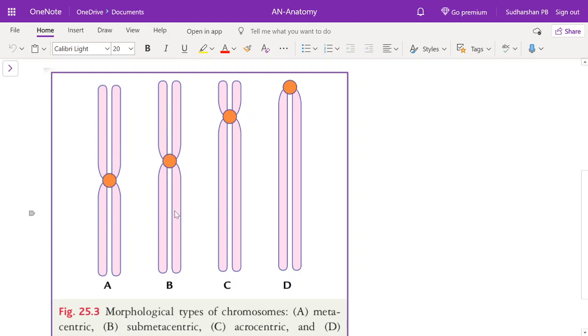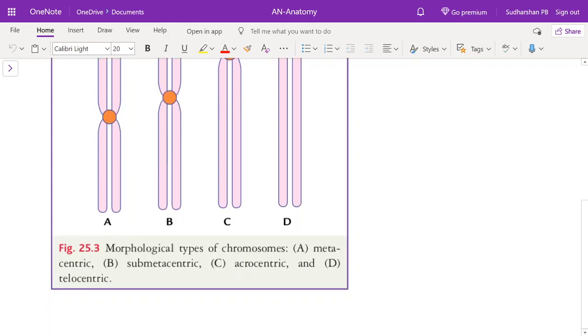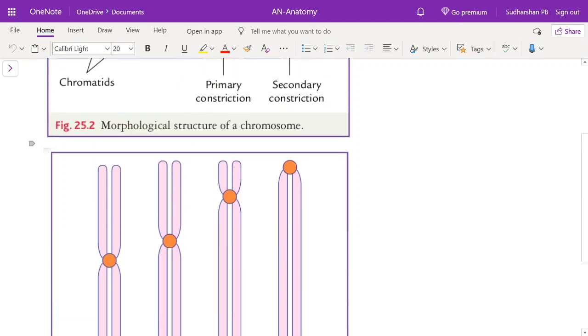See, the long arm is a little longer and the short arm is the same. In acrocentric, the short arm is very short and the long arm is very long. And in telocentric, there is no short arm. Please remember, a telocentric chromosome does not have a short arm. So in summary, we have four kinds of chromosomes: metacentric, submetacentric, acrocentric and telocentric.